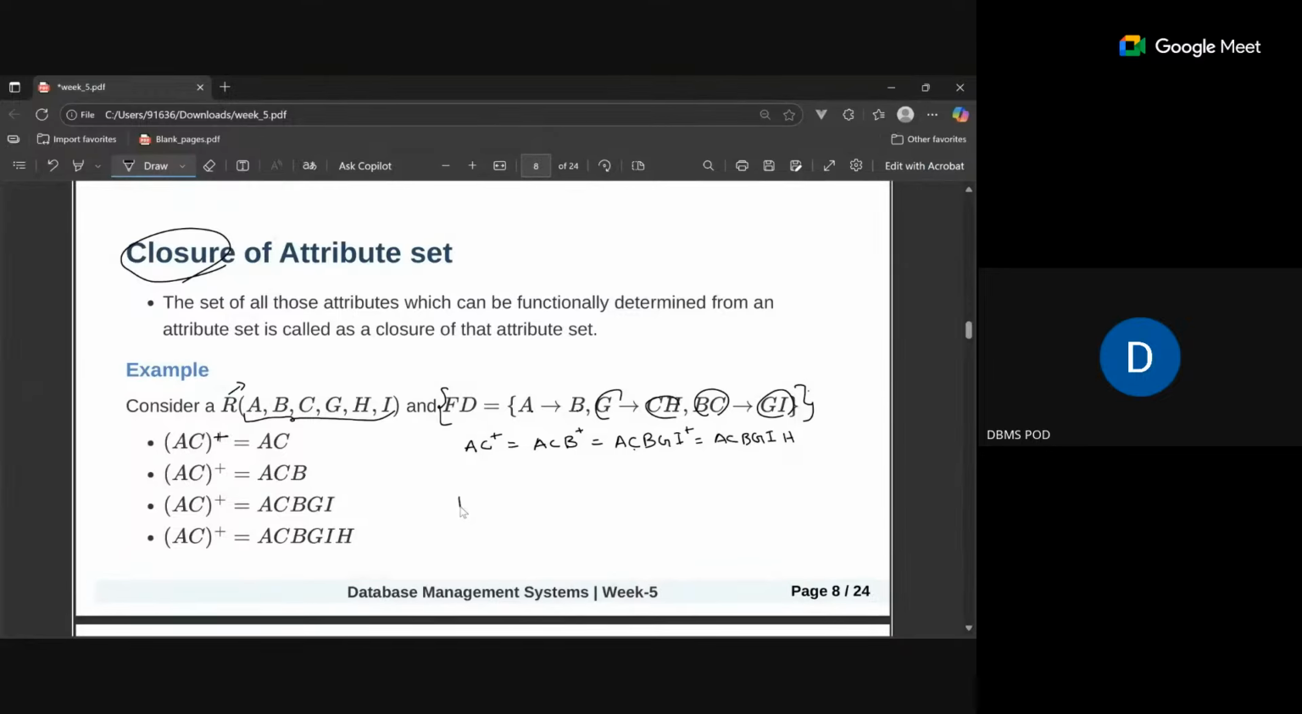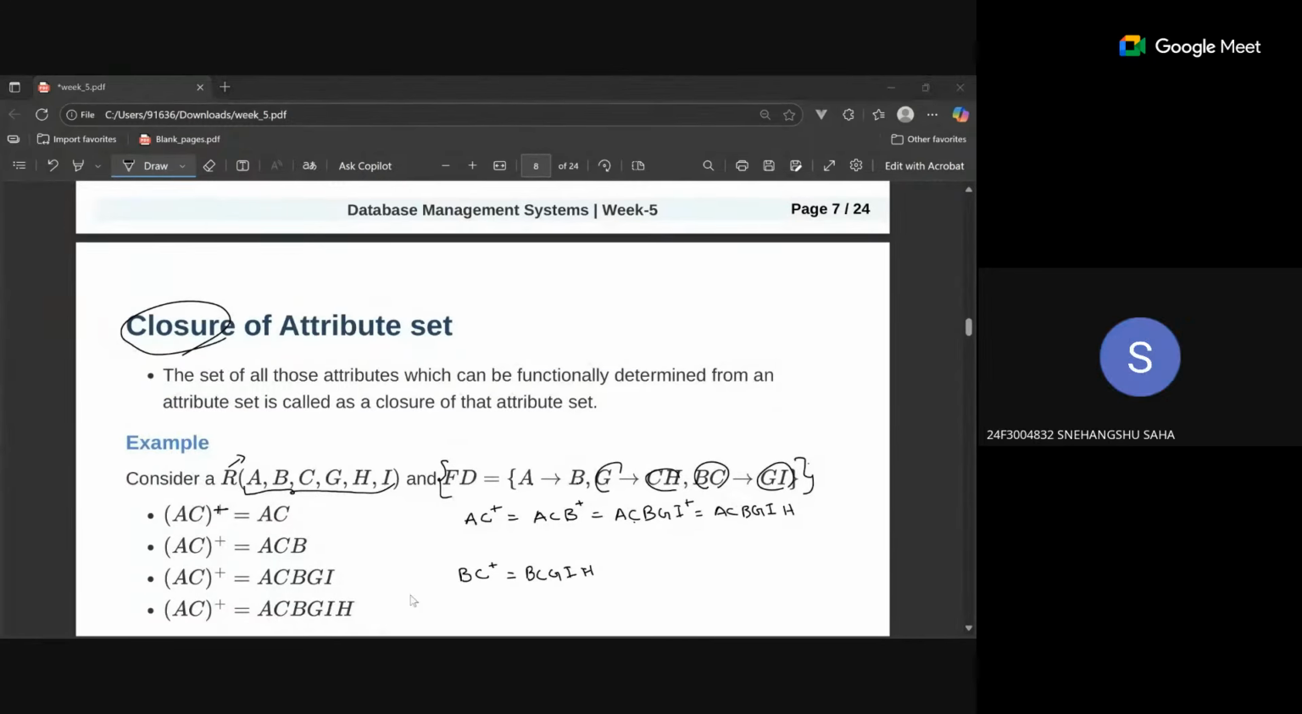If I say what is the closure of BC, what will it be? First B and C, then GI. With B, C, G, I, then after that nothing is there. Then H will be there since C is already there. But A can't be there, right? Because you are not getting A from any of this. How is H there? G determines CH. Oh, okay. Very complicated. Okay, right.